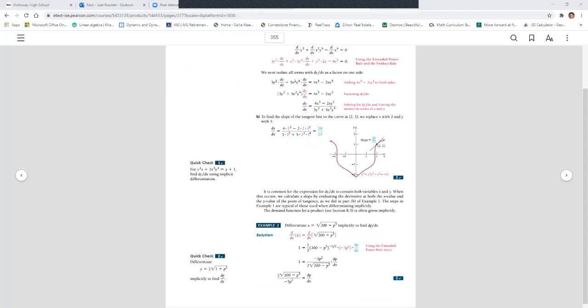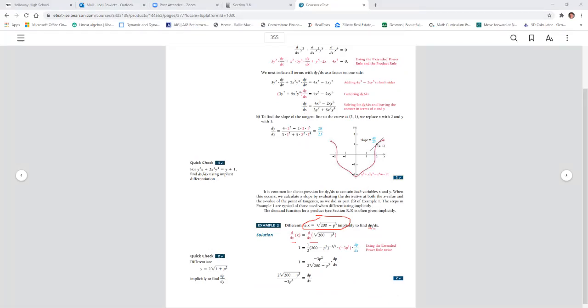Example 2, exact same type of thing here. This time we have a square root function, and they want us to find the derivative of p with respect to x. All they did was first take the derivative on both sides with respect to x. And the derivative of x with respect to x is 1.